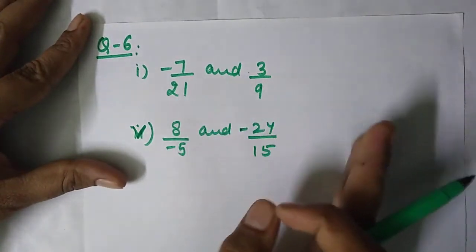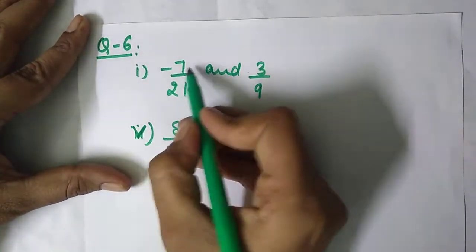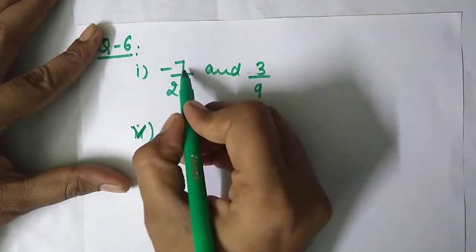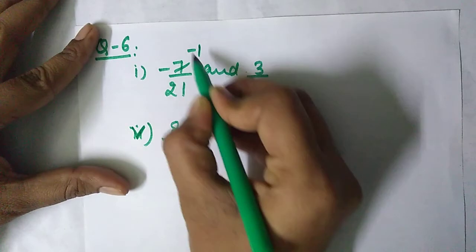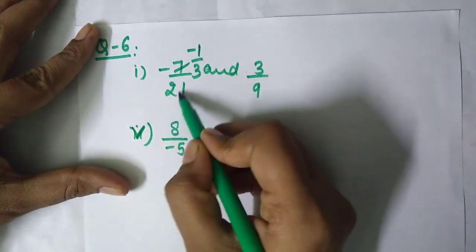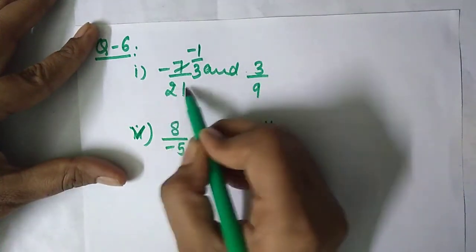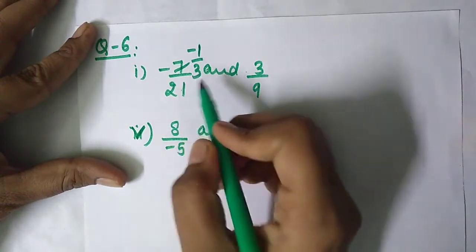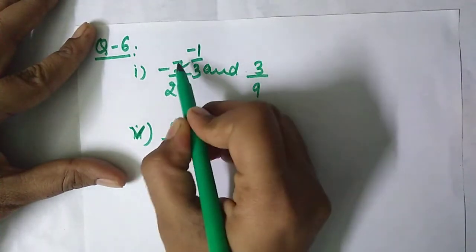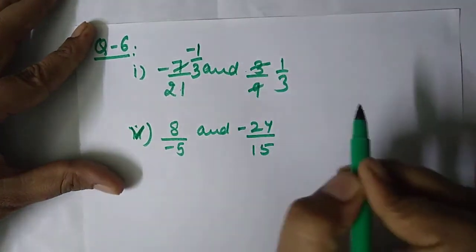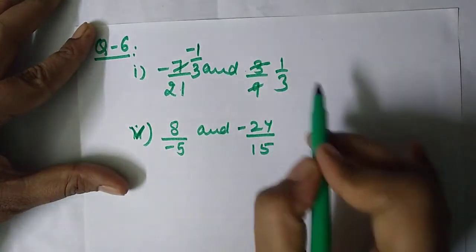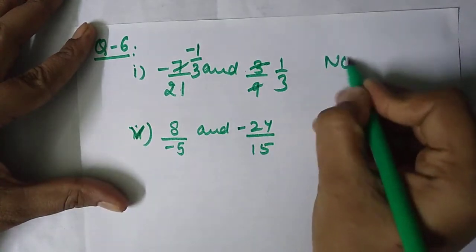For that I have to convert them into simplest form. So minus 7 by 21. For converting into simplest form, this is minus 1 by 3. I have just cancelled it with the table of 7, because they both are divisible by 7. So this is minus 1 by 3 and this is 1 by 3. Are they equal? Minus 1 by 3 is equal to 1 by 3? No. So this is no.